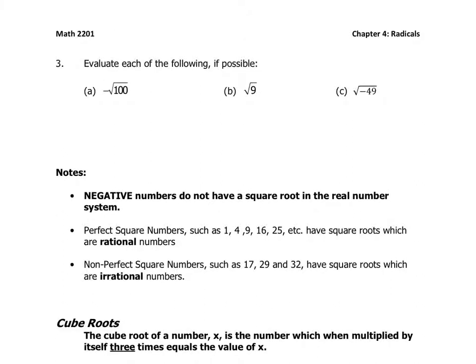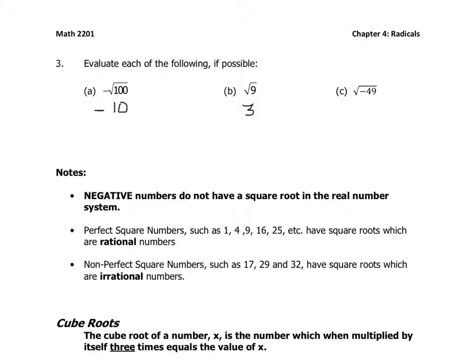All right, so number 3, we have to evaluate each of the following. So the first one has the negative outside the square root sign. So it would be the negative of the square root of 100, which is -10. B is the square root of 9, which is just going to be 3, since 3 times 3 is 9.